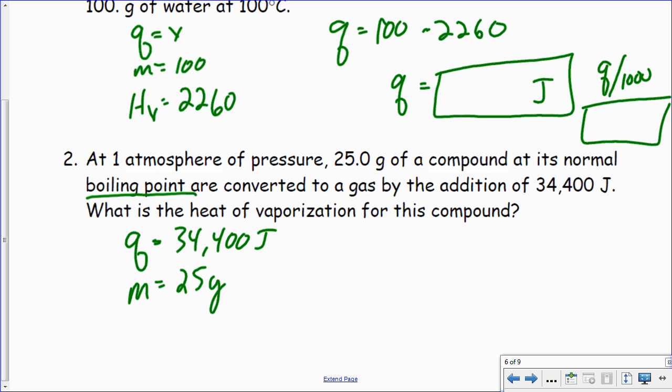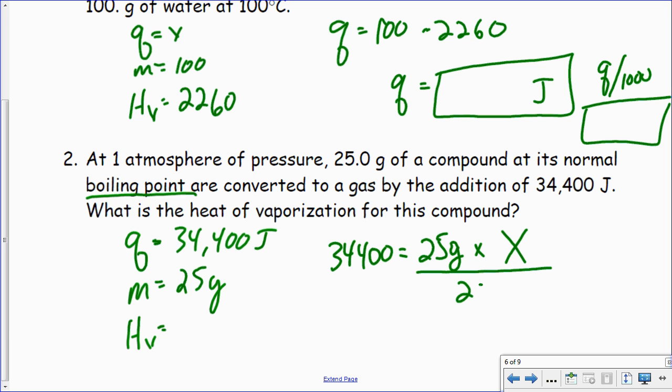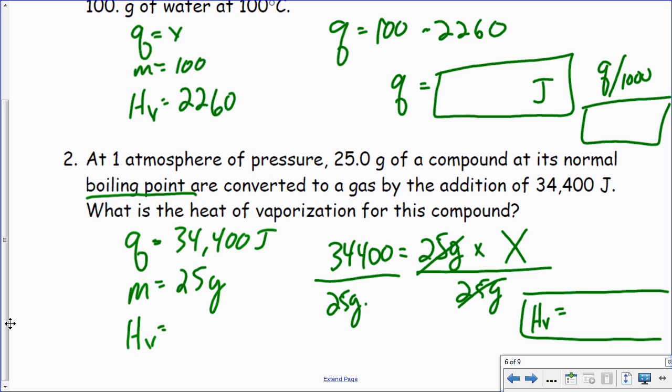Okay, so now I'm just going to solve for H sub V because it's for a different thing other than water. So plug it in. I have 34400 equals 25 grams times X. Divide both sides by 25 grams. And now I have a new H sub V for my new substance.